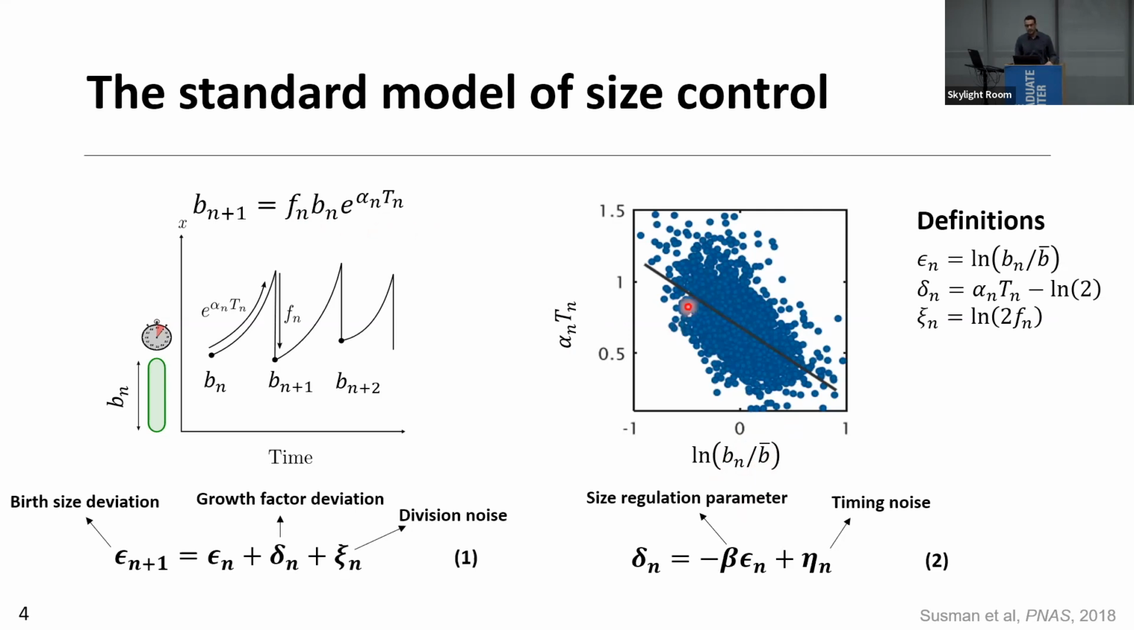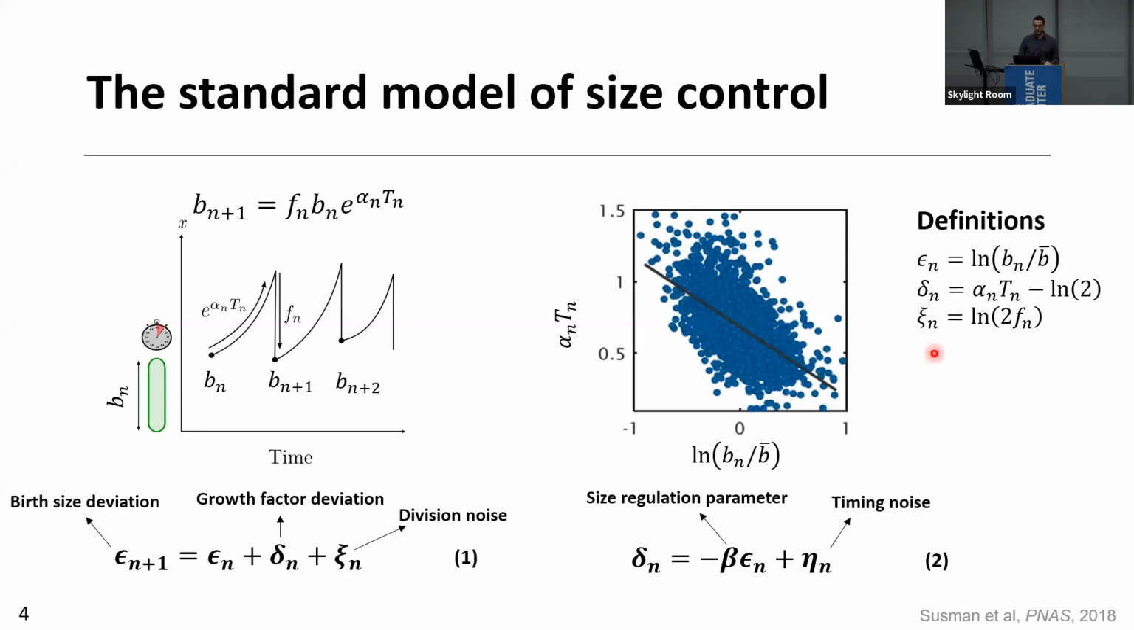So I'm going to rewrite these two plots in another form by making these definitions. The first one is the log of this ratio, which I'll call epsilon_n. The second one is delta_n, the growth factor minus its average. Both of these are measures of the deviations from the average behavior. Epsilon_n is a measure of the deviation of birth size from the average, because if you're exactly at the average birth size, epsilon_n will just be 0, you didn't deviate. If it's positive, you're above the average. If it's negative, you're below.